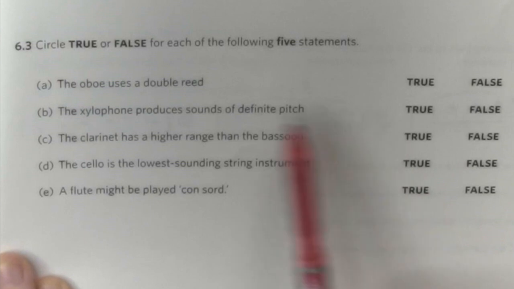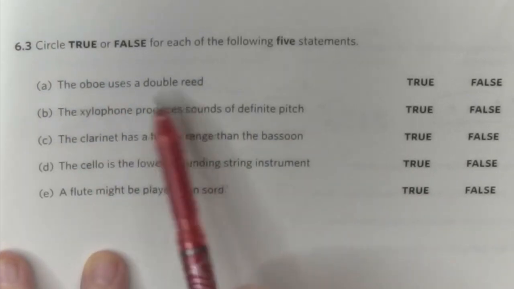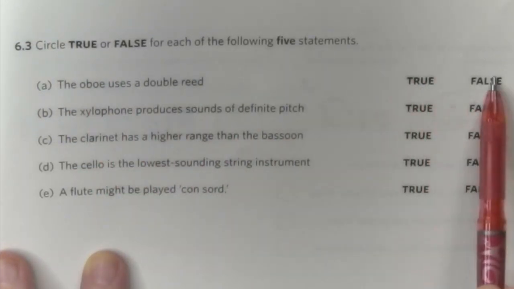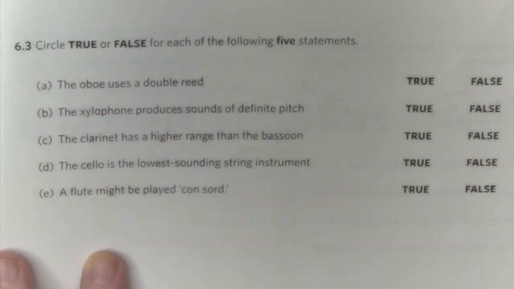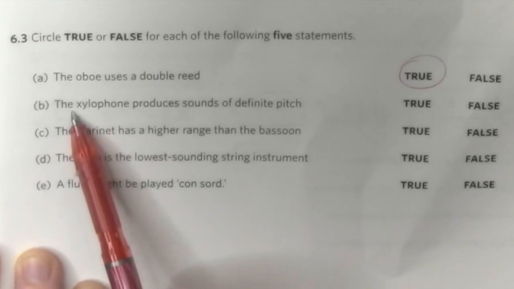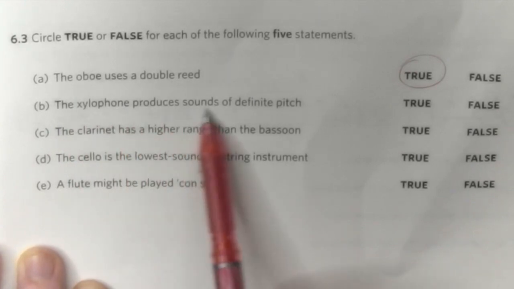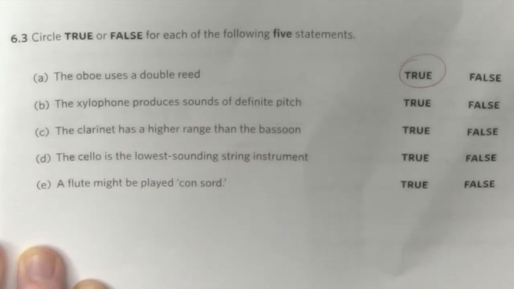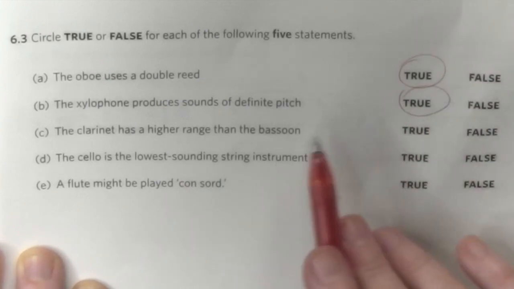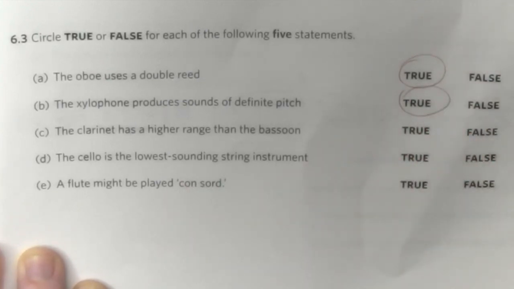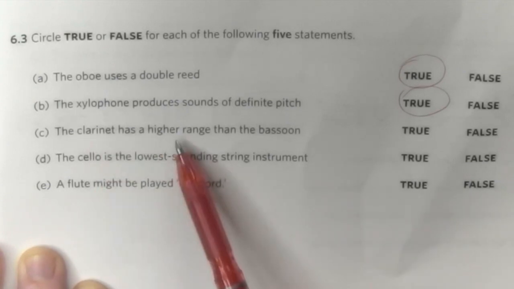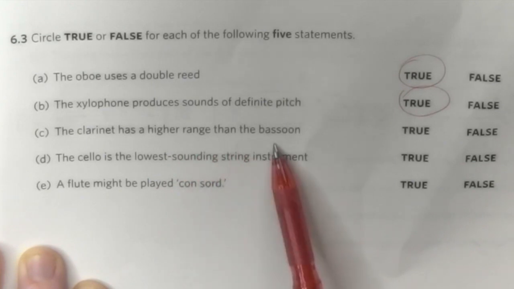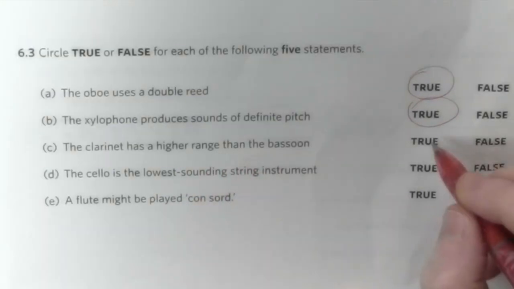We need to read the statements and say whether they are true or false. The oboe uses a double reed and here you need to memorize it. Yes, it has a double reed. The clarinet has a single reed. The xylophone produces sounds of definite pitch. Yes, it's like a piano if you see it. Google it. It looks like a piano. The clarinet has a higher range than the bassoon. Well, yes, I think so.